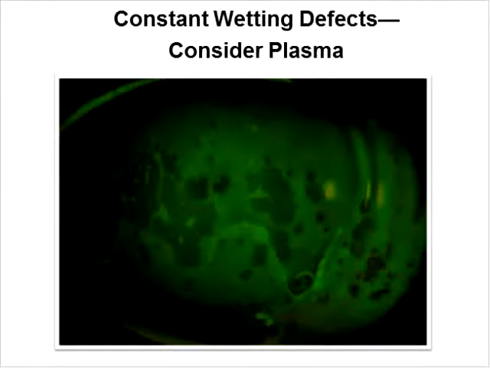So here's an example of a front surface wetting defect, and if this is a brand new lens and this keeps happening no matter how many times you clean the lens or recondition the lens, it's likely that you might want to consider plasma treating the lens, or if it is supposedly plasma treated, send it back, or consider a change in the material itself.